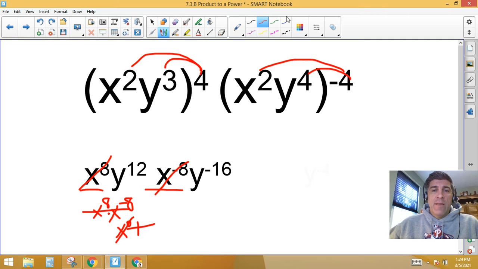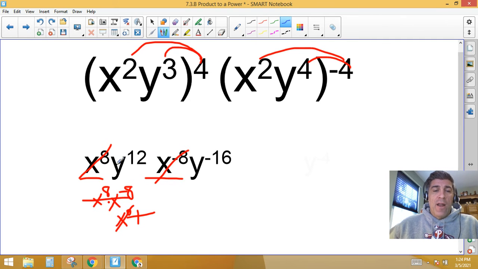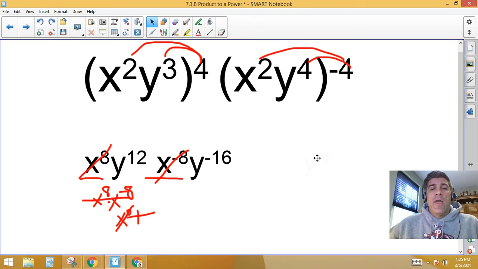All right. Now the same thing with my y's. Let's take a look at my y's. I have y to the 12th, y to the 16th. What happens when I multiply them together? What do I do to my exponents? Still add. So when I add them, I get y to the negative 4th. Are we done?